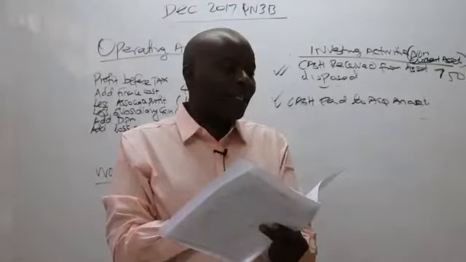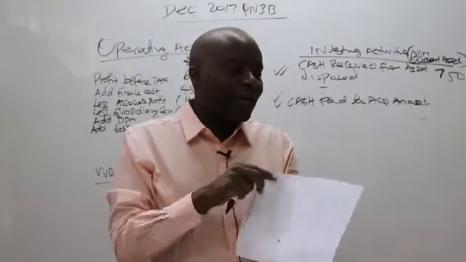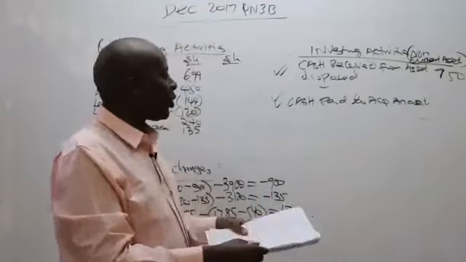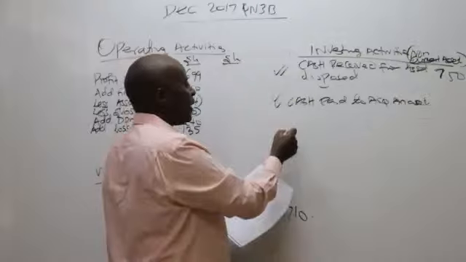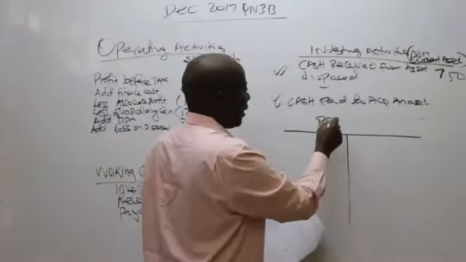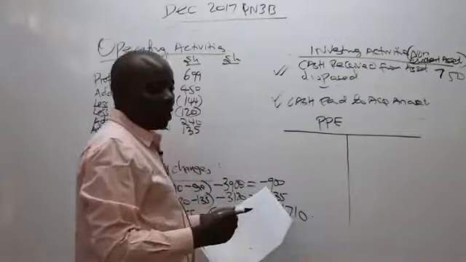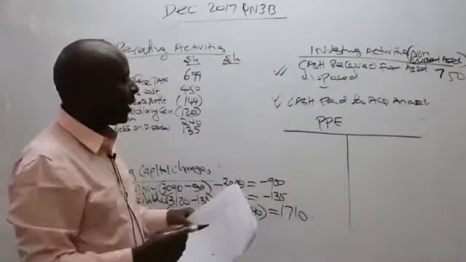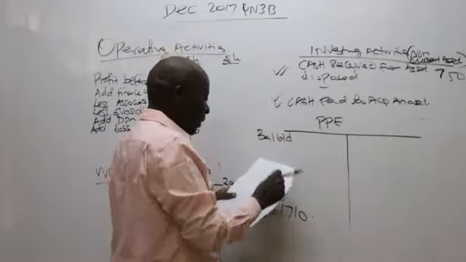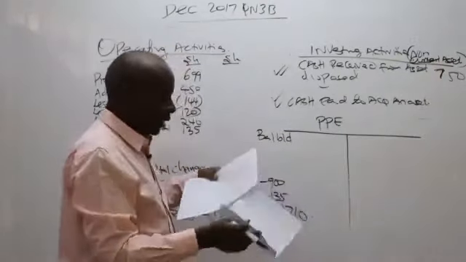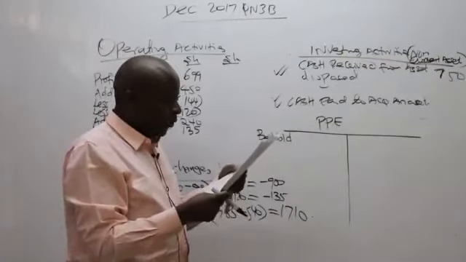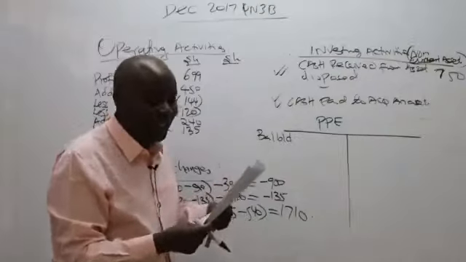Hapa itabidi, ladies and gentlemen, tuchore T account. Ingawa mimi sipendi T account at all, but please let's do a T account for property, plant and equipment. Si ni asset. So nasema hapa balance brought down. Balance brought down ilikuwa ngapi somebody ya PPE?